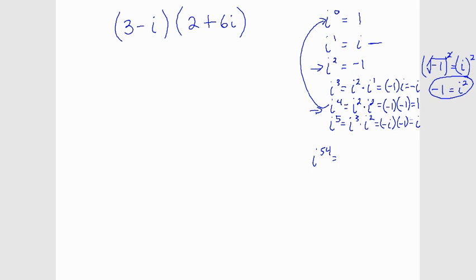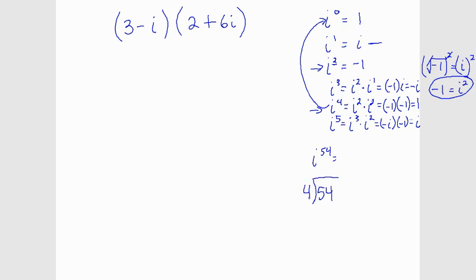However, if it's 2 more or less than a multiple of 4, like 2 is, if it's an even number that's not a multiple of 4, so 2, 6, 10, and so forth, then the answer will be -1. So it stands to reason, let's take 54 and let's divide by 4.